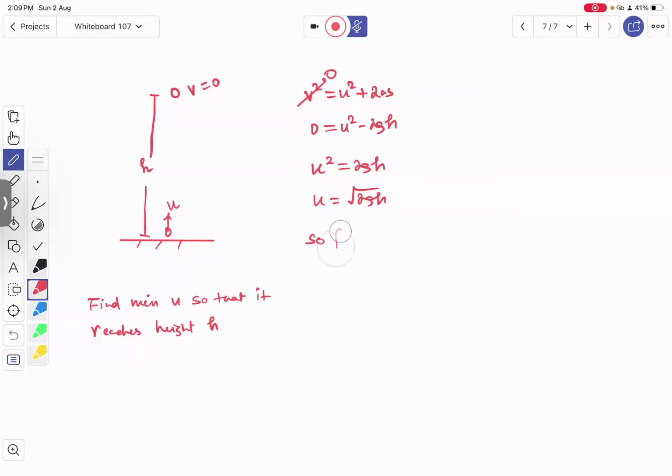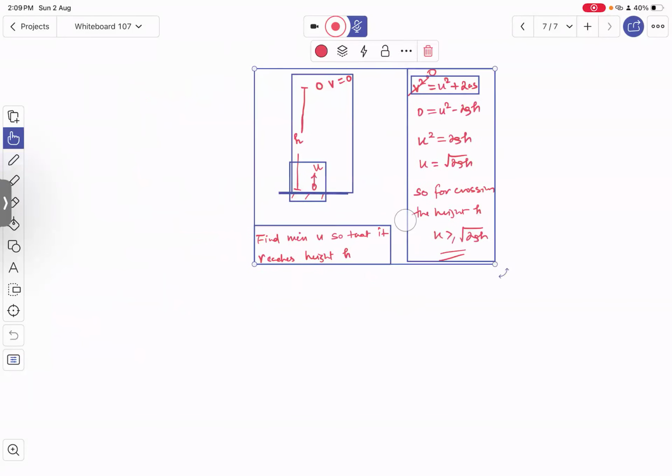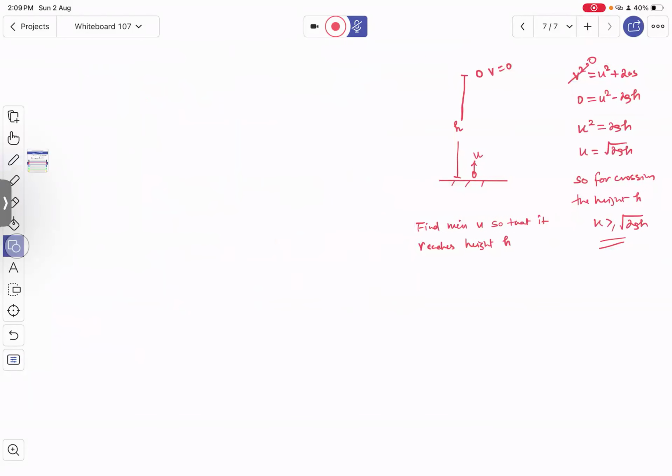So for crossing the height h, what I will answer is, u should be more than or at least equal to root 2gh, correct? So this is a simple thing, all of you understood it. Same concept here also. So don't forget we are solving a new question where A is the origin not moving, B only moving. And tell me, with what velocity did B start? V.